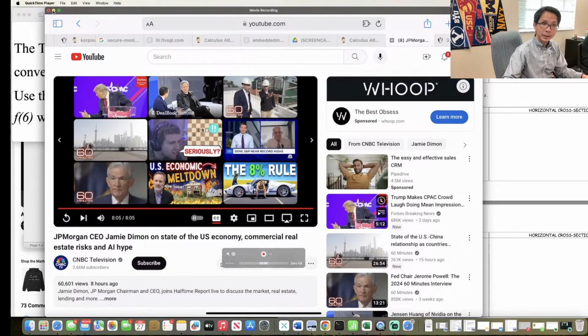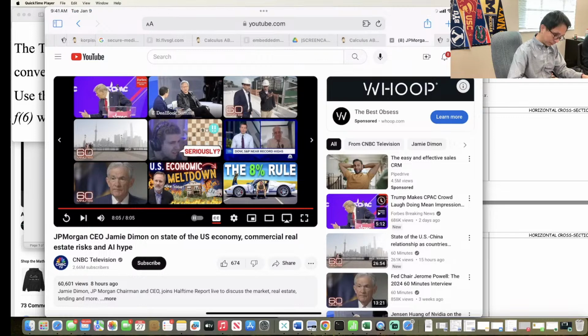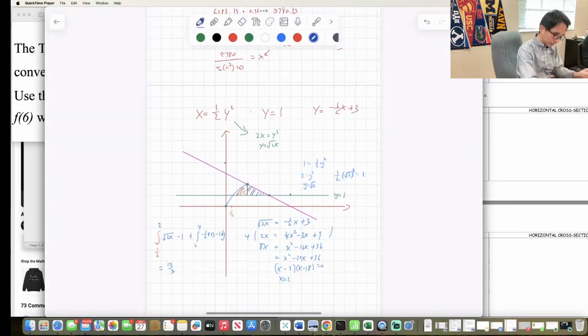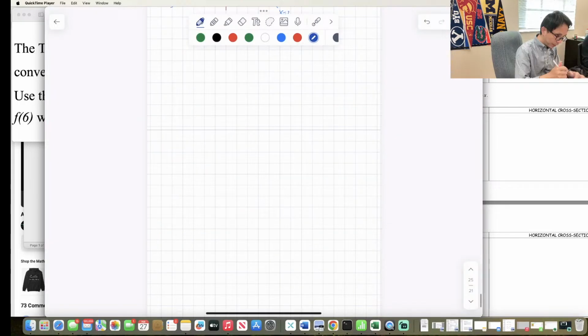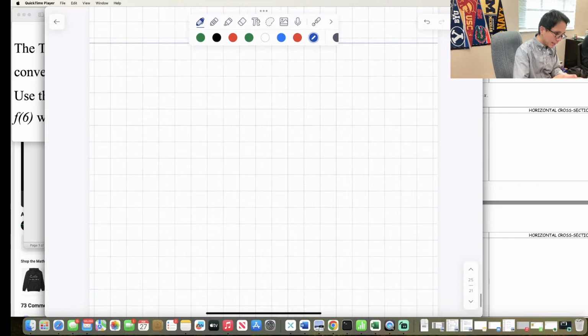Okay, let's do number 19. 19 is a popular question. Yesterday, somebody already asked that. What was the question? Is cosecant squared theta over cotangent theta equal to what?